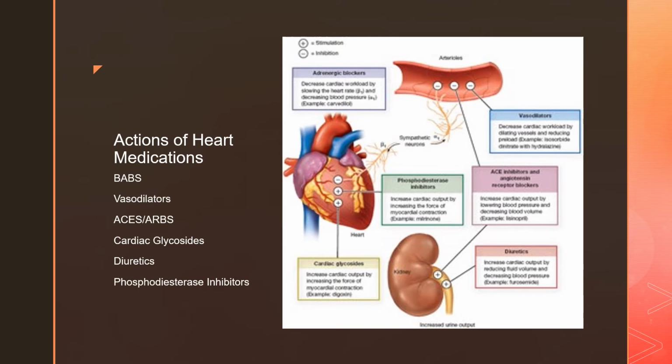Possibly a little bit later on, either maybe in this course and definitely in the program, you'll talk about vasodilators, and those specifically work on the arterioles. They decrease cardiac workload by dilating the vessels and reducing preload. And then diuretics, we will definitely talk about those sometime in the very near future. They are going to increase cardiac output by reducing fluid volume and decreasing blood pressure. And a very prime example of that is Lasix. So we will probably get to that in our hypertension section.